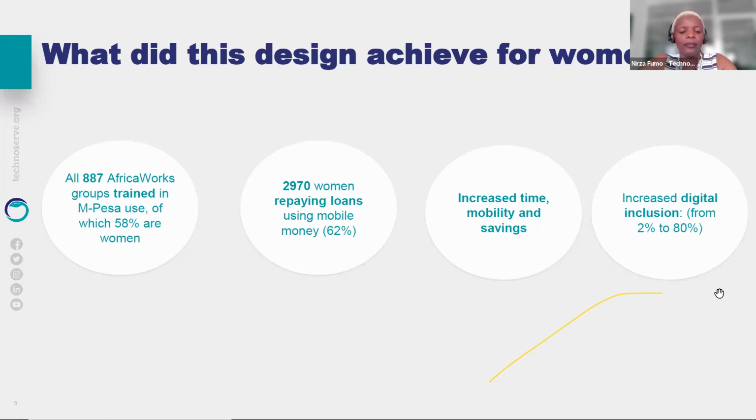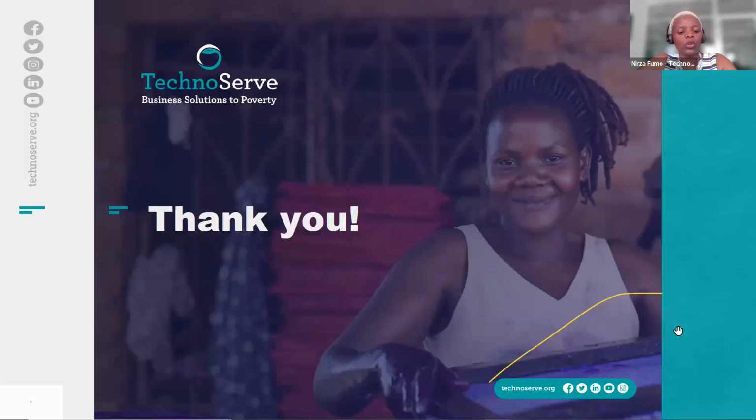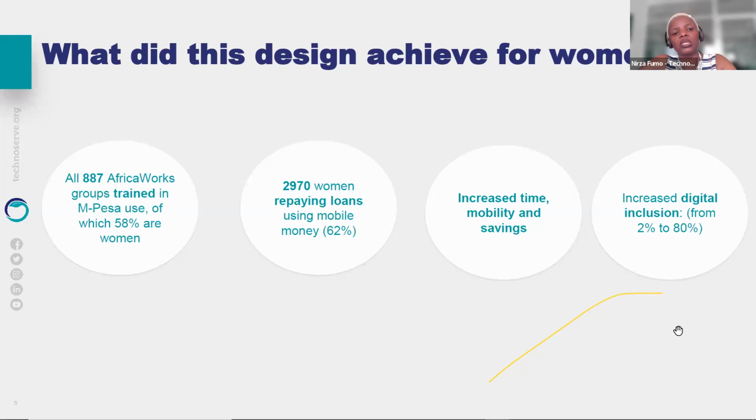For instance, prior to the pilot with WIN, only 2% of female and 3% of male clients of Africa Works were repaying loans using M-Pesa. And at the endline, over 80% of those clients surveyed reported having made at least one loan repayment to Africa Works using M-Pesa. Thank you.